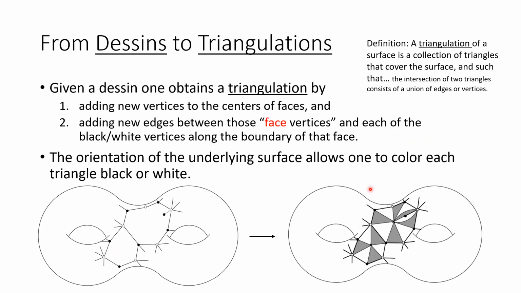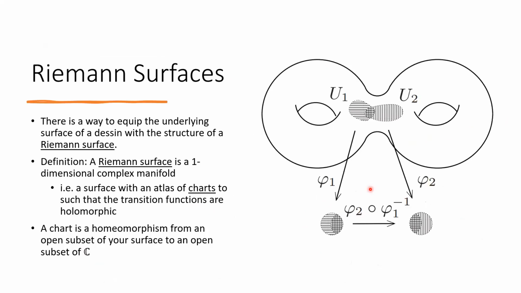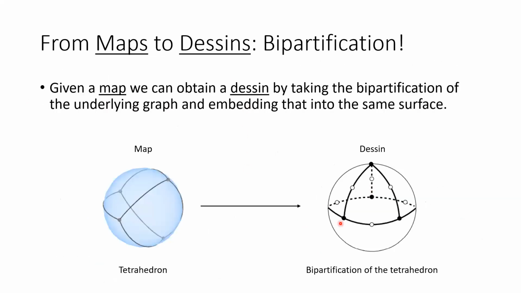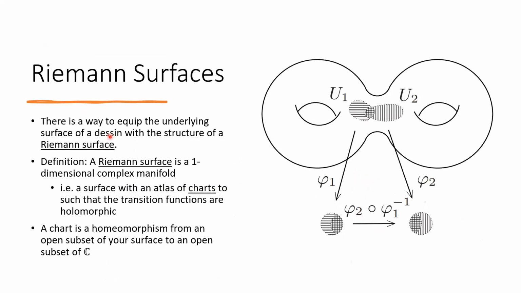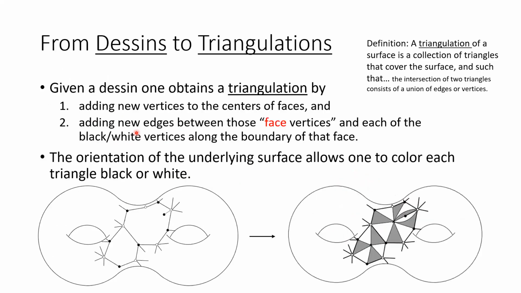And what I'm saying is that given a dessin, which is just a topological notion, an embedding of a bipartite graph into a surface, you can enhance the surface with the structure of a Riemann surface, so the structure of a one-dimensional complex manifold. I'm going to describe how to do that. First, there's a step: you go from dessins to triangulations.